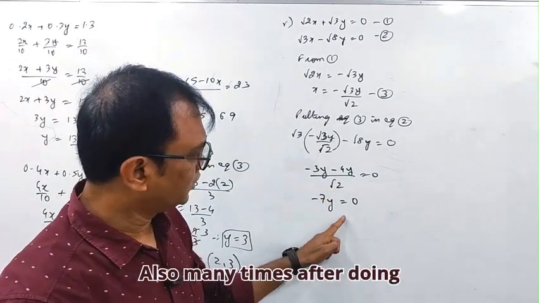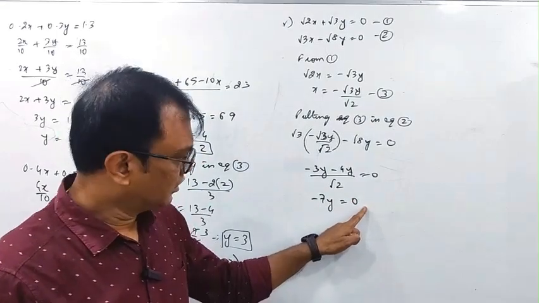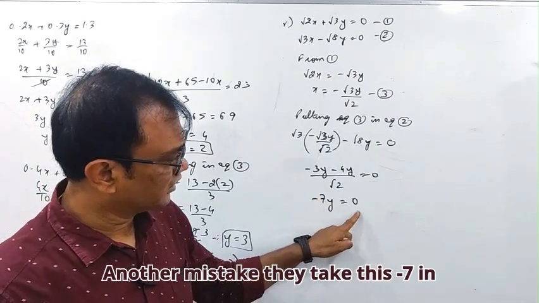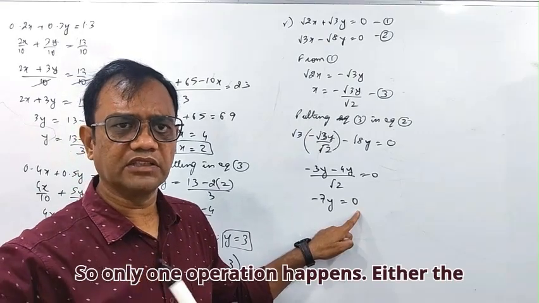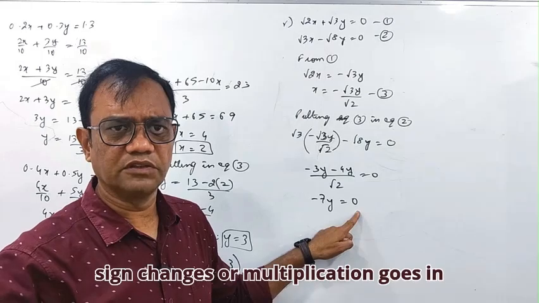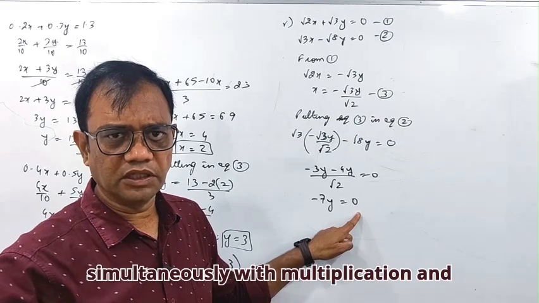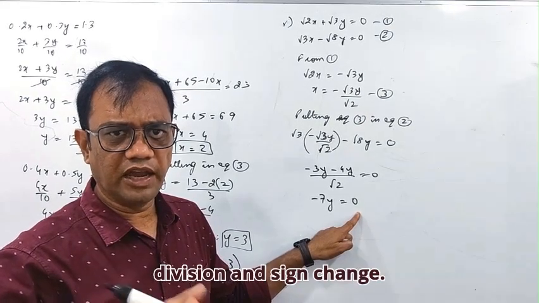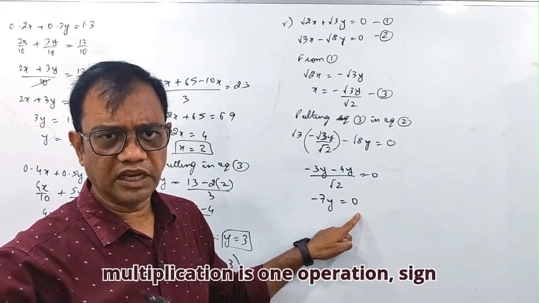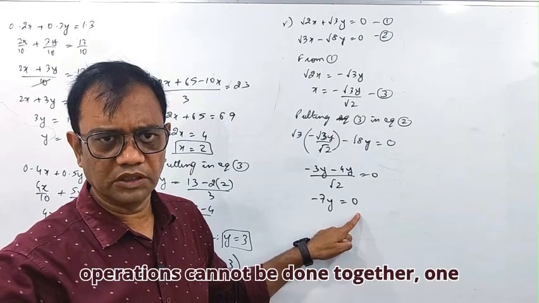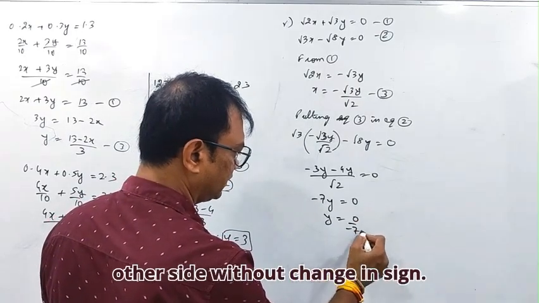Also, many times after doing this, they take this minus 7 on the other side as plus 7. No. Another mistake, they take this minus 7 in division, but they write it as plus 7. So only one operation happens. Either the sign changes or multiplication goes to division or division to multiplication. Both operations cannot be done simultaneously. Multiplication, division is one operation, sign change is the second operation. Both operations cannot be done together. Only one of the operations. This will go on the other side without changing sign.